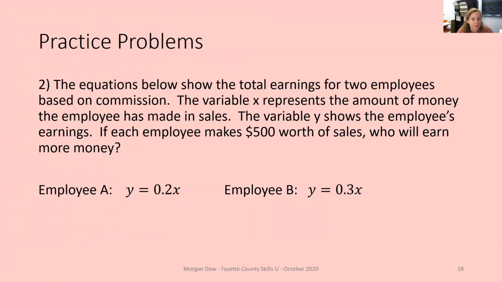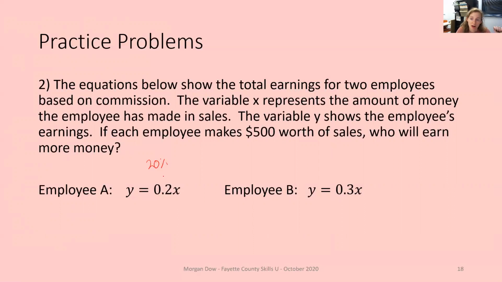All right, number 2. The equations below show the total earnings for 2 employees based on commission. The variable X represents the amount of money the employee has made in sales. The variable Y shows the employee's earnings. If each employee makes $500 worth of sales, who will earn more money? So these are equations that show earnings based on commission. When you work on commission, it's usually a percent of your sales that you earn. So equation A is showing a 20% commission, right?